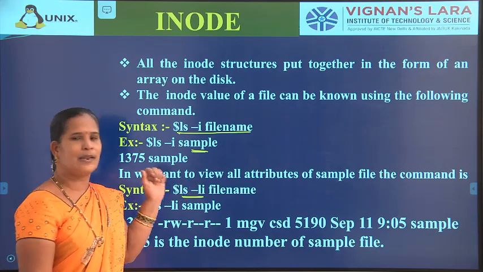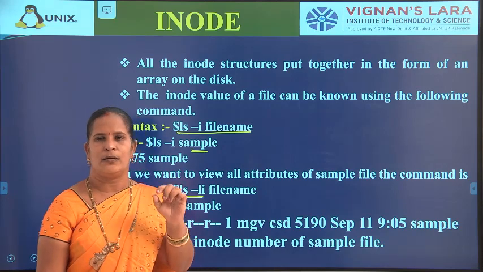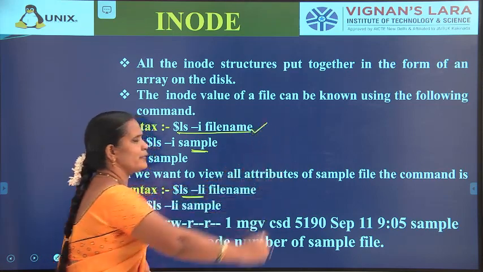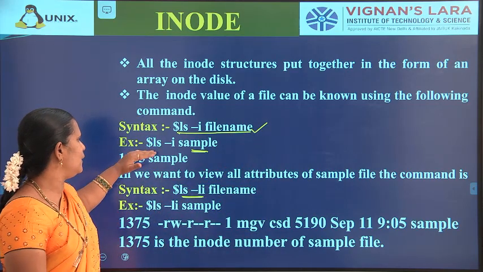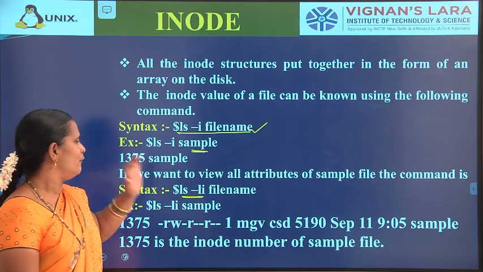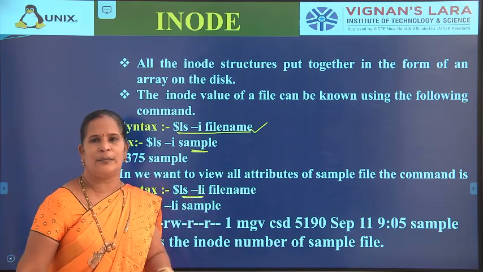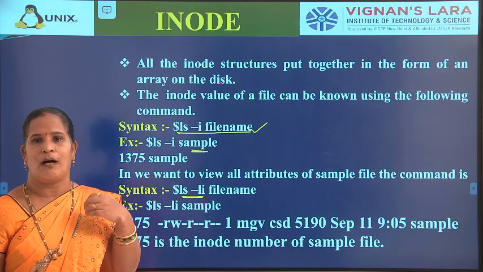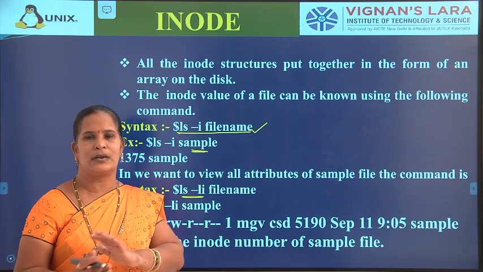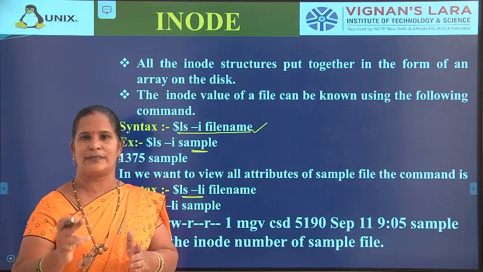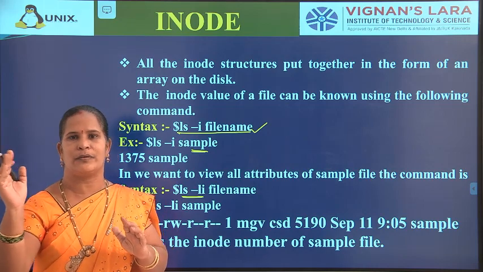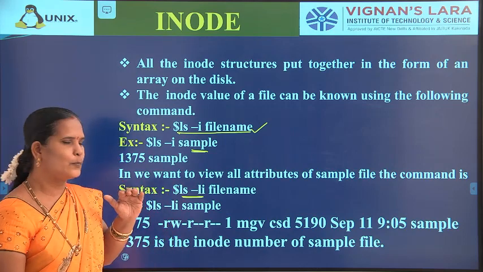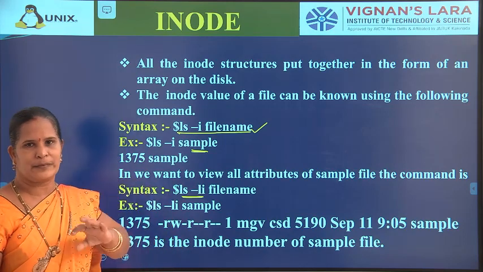One more command is ls -li. In order to view only the inode number, the command is ls -i file name. It displays only the inode number and file name, whereas ls -li file name displays all 8 attributes of a specific file. All 8 attributes means it also displays the inode number. ls -l displays 7 attributes of a specific file, and the ls -li command displays all 8 attributes.